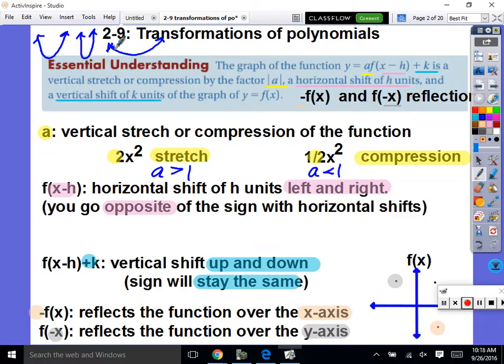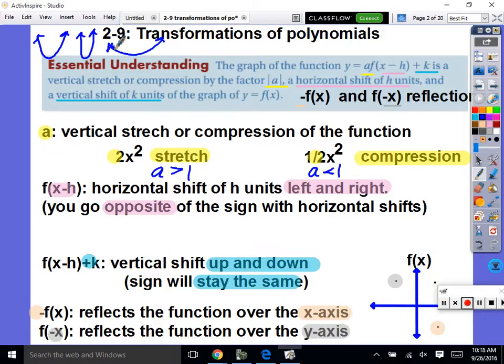The f of x minus h is your horizontal shift left and right. And you always go opposite of the sign with horizontal shifts. I'll give you a brief explanation of why, but we can't get way into it today because it's a short day. And then the plus k, anything added to the outside of the function, is your shift up and down. And you go with the sign. That's just taking the function and shifting it up or down. That's why the sign stays the same.